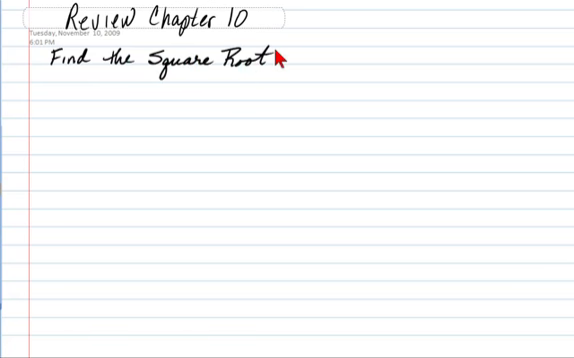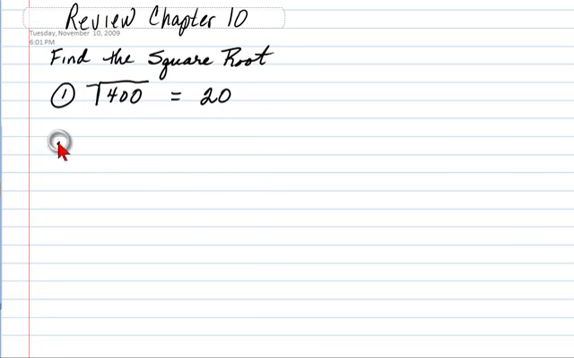This problem will contain a perfect square. So the example I'm going to do is to find the square root of 400. You certainly could use your little slip of paper with your squares. You could use your calculator, or perhaps you just know that the square root of 400 is 20.